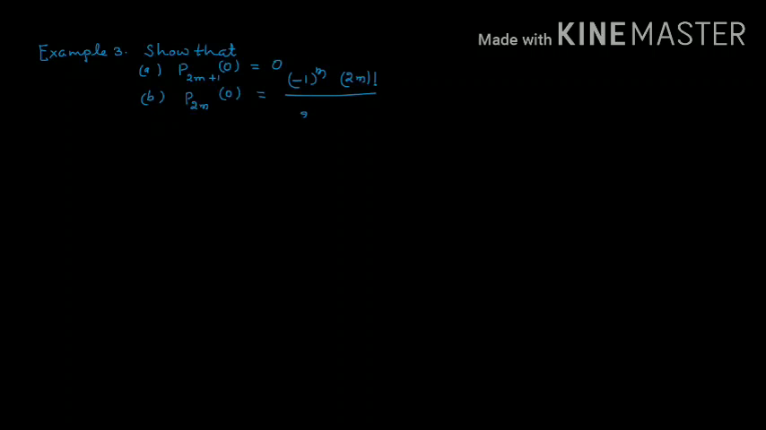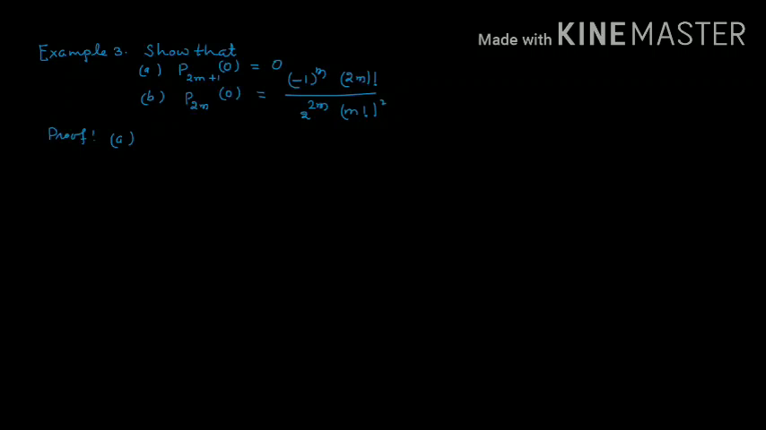Example 3, show that (a) P2m plus 1 of 0 is equal to 0, (b) P2m of 0 is equal to minus 1 to the power m, factorial of 2m divided by 2 to the power 2m, factorial m square. Let us prove.